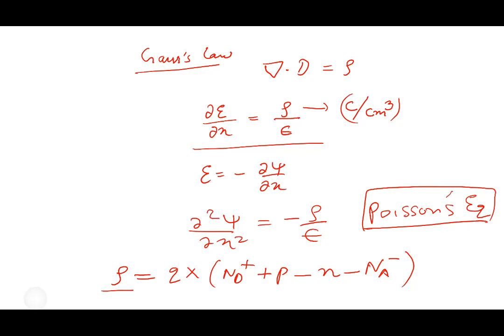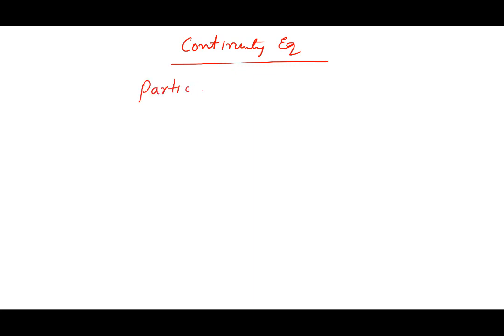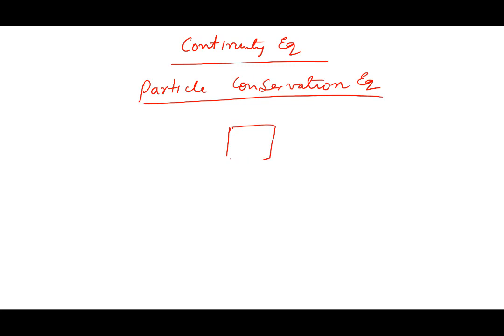That's very important. The other equation which is very important for me is what we call the continuity equation. What it is saying is basically a continuity equation is a particle conservation equation. What do I mean by that? Well, take a small volume here, a small region of a semiconductor.